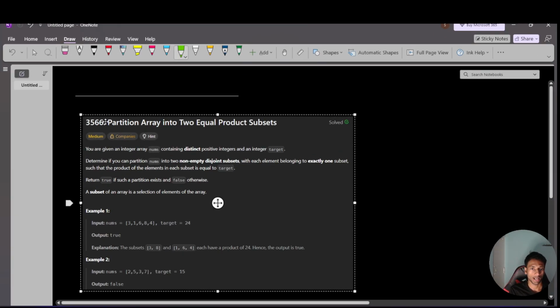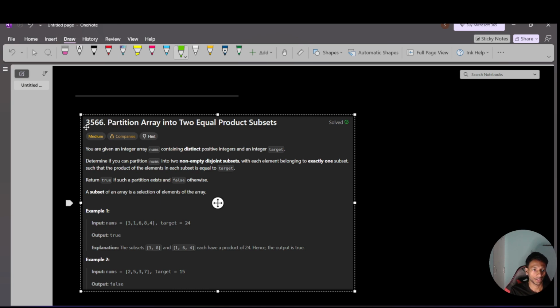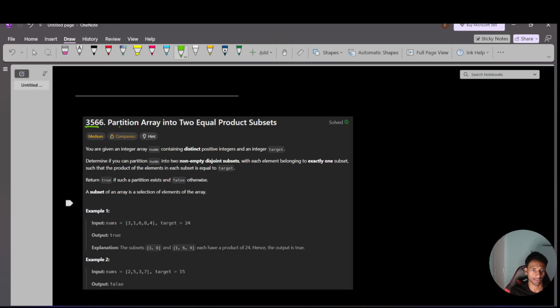So in this video, I am going to discuss LeetCode problem 3566, Partition Array into Two Equal Product Subsets. You are given an integer array nums containing distinct positive integers and an integer target. So you'll have one array and another variable as target.